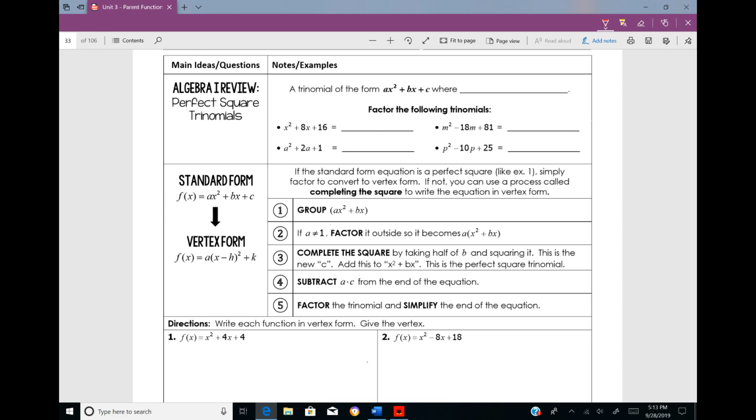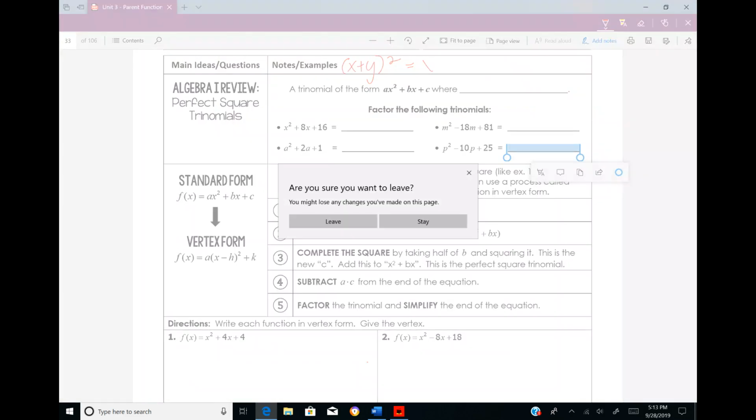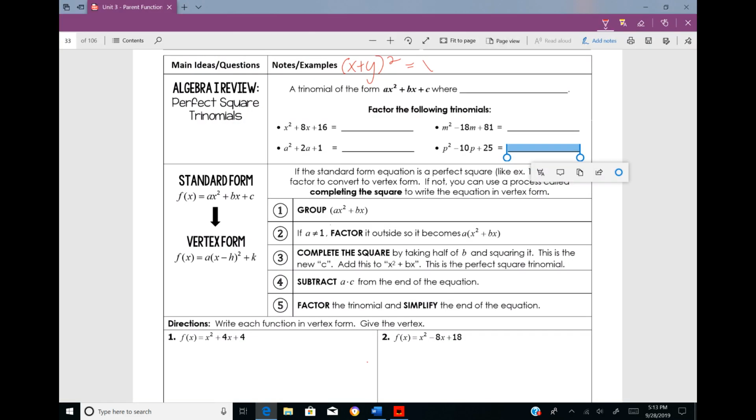I know that if you had me, you knew that I went over these all the time and told you that it was really important that you remember and memorize the formula. So the formula for a perfect square trinomial is (x plus y) squared equals x squared plus 2xy plus y squared.